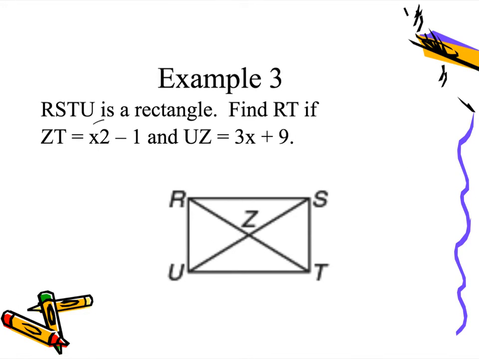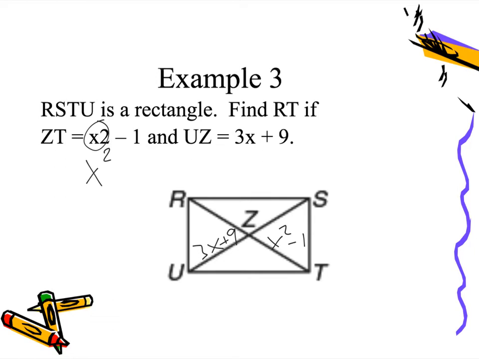Alrighty, once again we have a typo. This should say x squared minus 1, not x2. All right, so it says RSTU is a rectangle. Find RT if ZT equals x squared minus 1 and UZ equals 3x plus 9. All right, so we know that the diagonals of a rectangle are congruent. We know that they bisect each other. We're dealing here with diagonals, right? It wants us to find RT, which is a diagonal. I know ZT is x squared minus 1, and I know UZ is 3x plus 9.